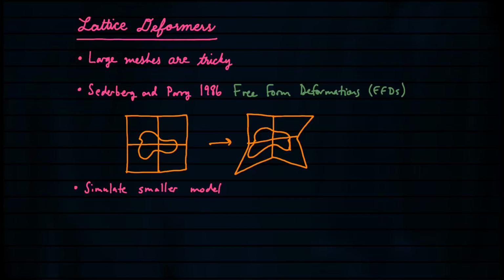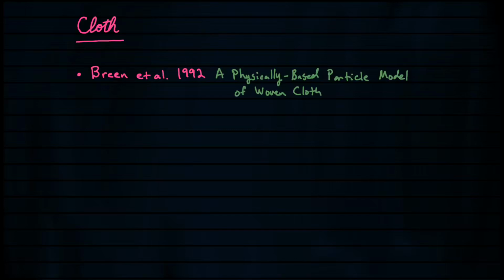So lattice deformers are good for manipulating objects that have volume, but what if we want to do cloth, which is more of a two-dimensional thing? So let's just talk about that idea real quick. Cloth is kind of unique because it's more of a flat type of surface, and some earlier research, Breen et al. in 1992, wrote this paper, A Physically Based Particle Model of Woven Cloth. This influenced a lot of later work in terms of using particles to simulate cloth.